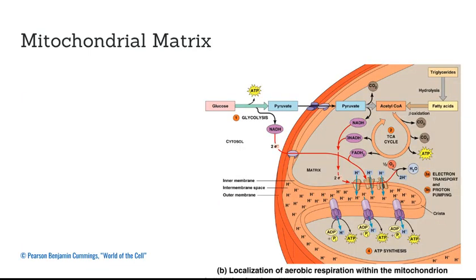Lastly, the mitochondrial matrix is a fluid-filled suspension of enzymes to power metabolic reactions such as pyruvate oxidation, also referred to as the intermediate step, the Krebs cycle, and the electron transport chain. The matrix also suspends mitochondrial DNA, RNA, and ribosomes.